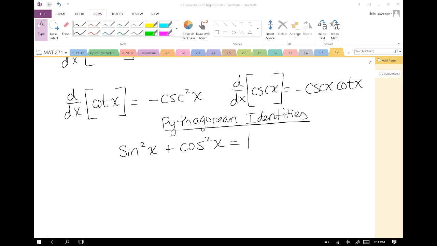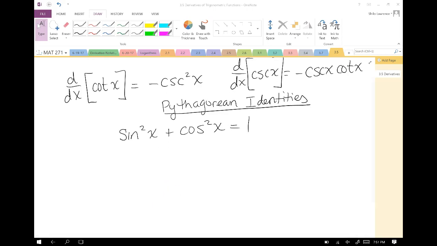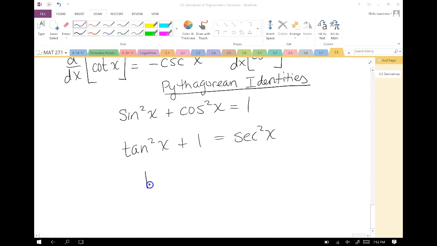But there's actually 2 more Pythagorean identities. And we can get those other 2 Pythagorean identities if we go through this first one and we divide everything by cosine squared and simplify. So if I divide all 3 of those terms by cosine squared, I will get tan squared plus 1 equals secant squared. Or if I go back and I divide everything by sine squared, I get 1 plus cotan squared equals cosecant squared.